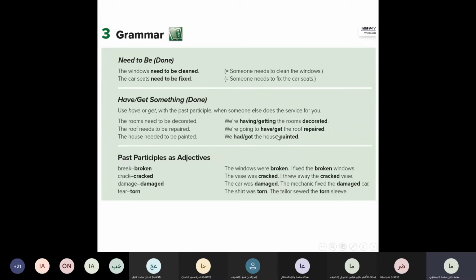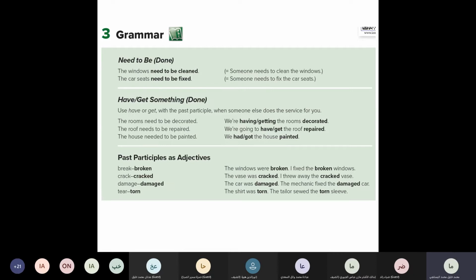This is in the past. But someone did it for us. Someone painted the house for us. We didn't paint it by ourselves. Okay? So when someone else does the service for you, we have to use this form. Have or get something plus verb 3.